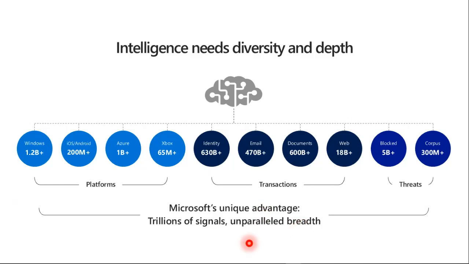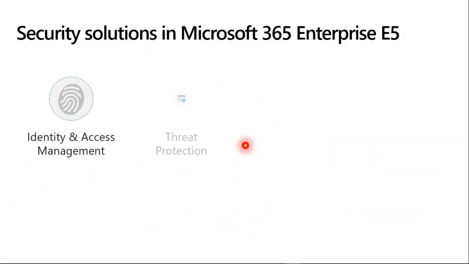Unparalleled breadth of what we provide by way of what we see every day, from 200 million mobile devices to 630 billion identities that we deal with, 600 billion documents, right on down the line. And so we see trends, we see bad reputation URLs, we see binaries, we see behaviors that are malicious or otherwise, and we build that into the fabric of our security solutions to give you the best threat intelligence possible as an organization. And so once again, these are the 4 areas.